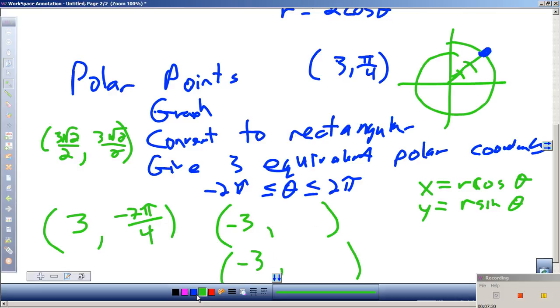Now, if we use a negative radius, it means we're going to this point right here. What is the positive angle here? 5π/4. And the negative angle here, because we know we're going to have a negative? Yeah, negative 3π/4.